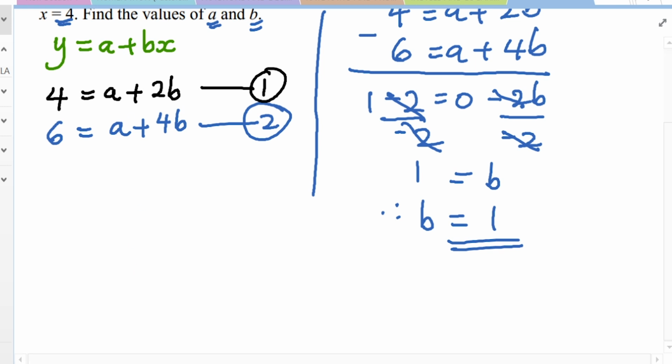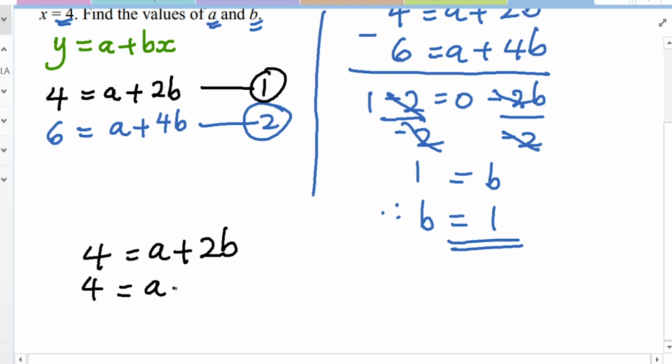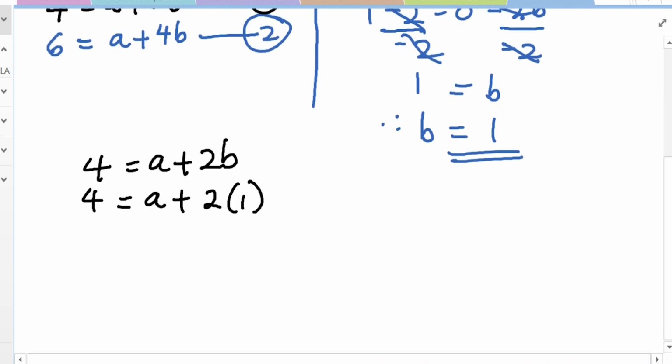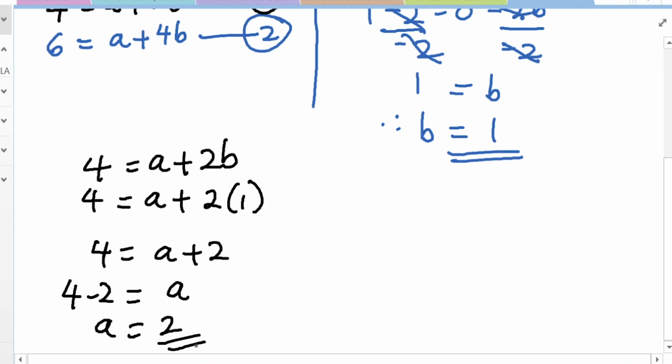So I can simply come here and say that 4 is equal to a plus 2b. That means my 4 is going to be a plus 2 times b, which is 1. Then from there, I can go ahead and find my value of a. So it is a plus 2, giving me 4. This means that a is equal to 4 minus 2, and my value of a is 2. So my value of a is 2, my value of b is 1.